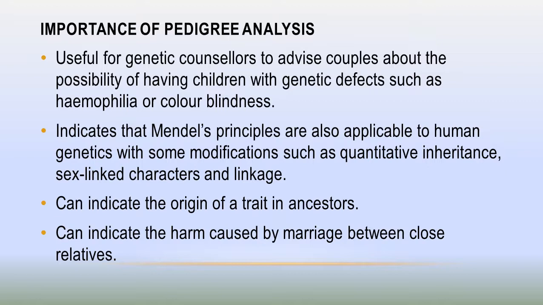If an individual has hemophilia or colorblindness, then by studying the inheritance in his family history, the counselors can easily tell the probability that the offspring may be affected by these diseases, these defects. It also indicates that Mendel's principles are also applicable to human genetics, but up to a certain level.